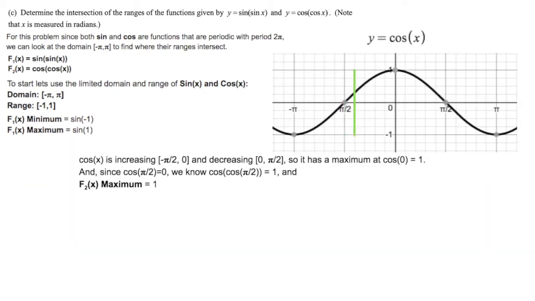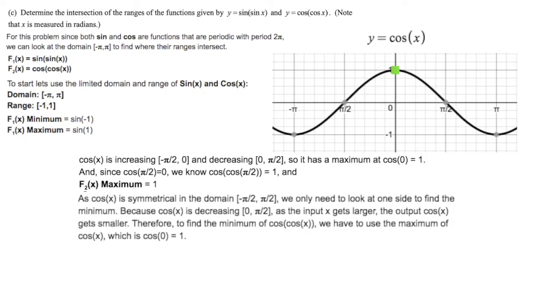Cosine is increasing from negative pi over 2 to 0, and decreasing from 0 to pi over 2. So it has a maximum at cosine 0, which equals 1. And since cosine of pi over 2 equals 0, the maximum of f2 of x is 1. As cosine x is symmetrical, we only need to look at one side to find the minimum. Because cosine x is decreasing from 0 to pi over 2, as the input x gets larger, the output cosine x gets smaller. Therefore, to find the minimum of cosine of x, we have to use the maximum input, which is 1. Therefore, the minimum of f2 of x must equal cosine of 1.